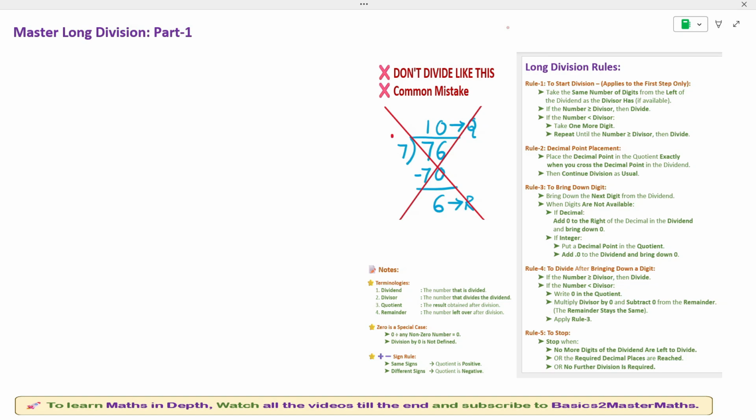Observe the below example. Many students solve like this, but this method is completely wrong. Today, let us understand the correct approach. Please follow the below rules so that you do not make any mistakes.